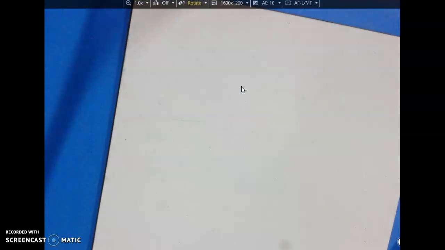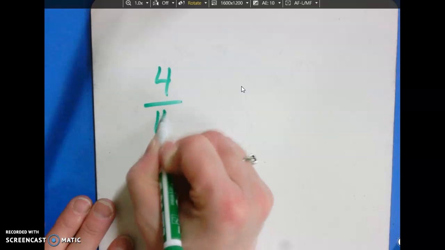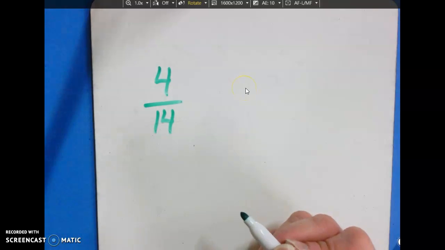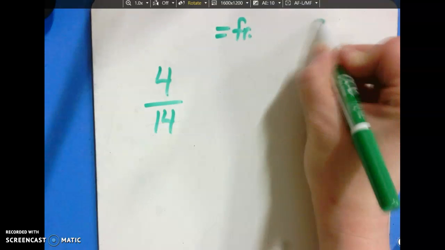Let's take a look at how about one more? What if I have 4/10? You know what? We did that already with our model. So let's find a different one. How about if we do 4/14? Now we don't have 14ths on our fraction strip paper, so we've got to use this mathematical way of making an equivalent fraction and simplest form.